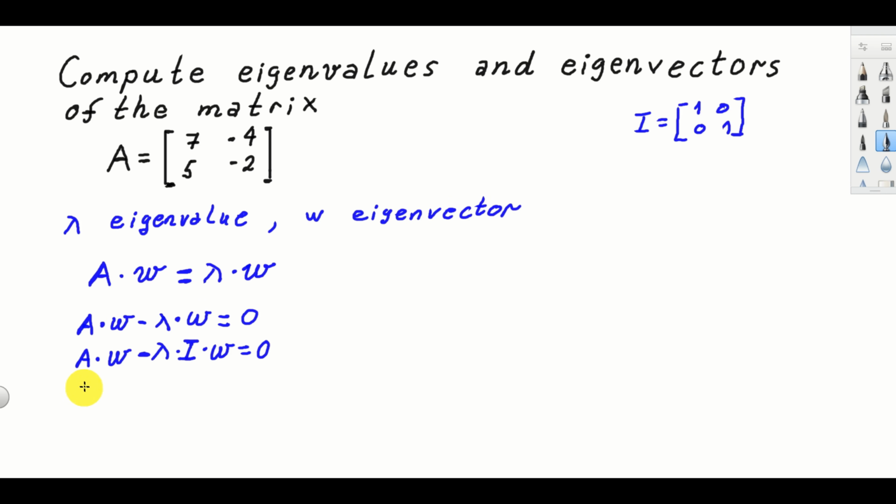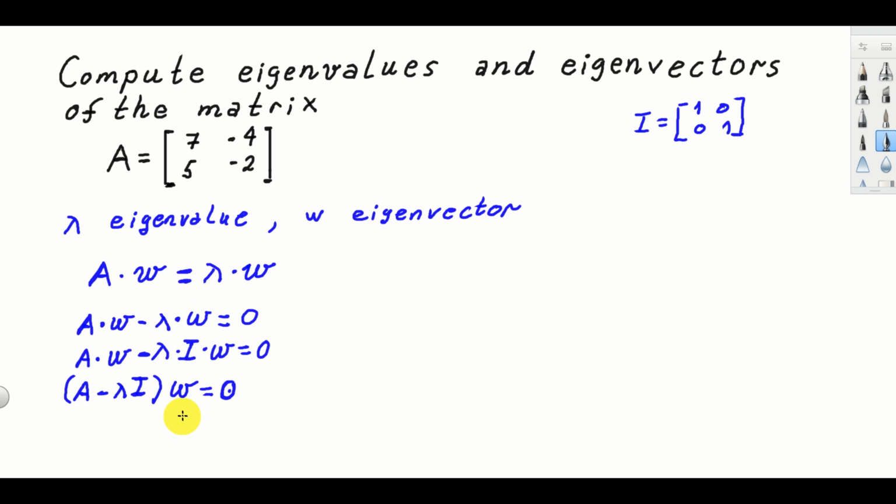Okay, now from this equation, I have that A minus lambda I multiplying W is equal to 0. For the time being, let us assume that lambda is a known number. Then A minus lambda I is a matrix with known coefficients, and we have a matrix multiplying the unknown vector W, and this is equal to 0. This is actually a homogeneous system of linear equations where the unknowns are the entries of W.